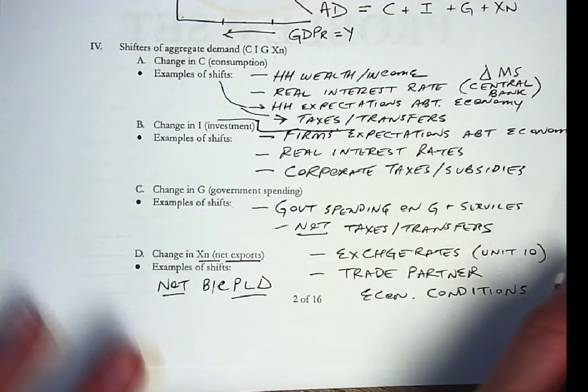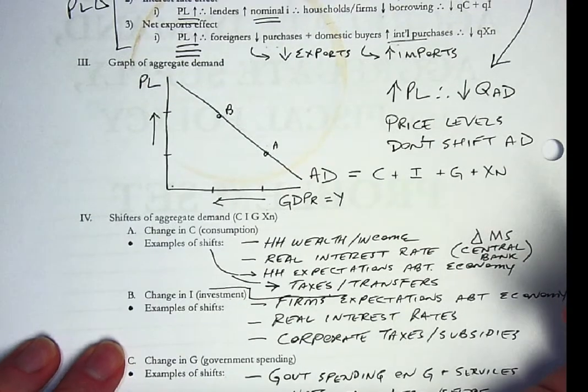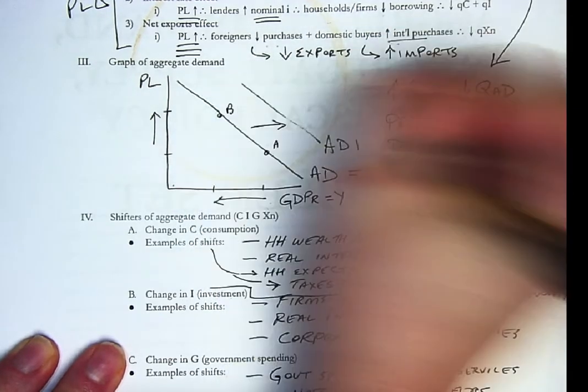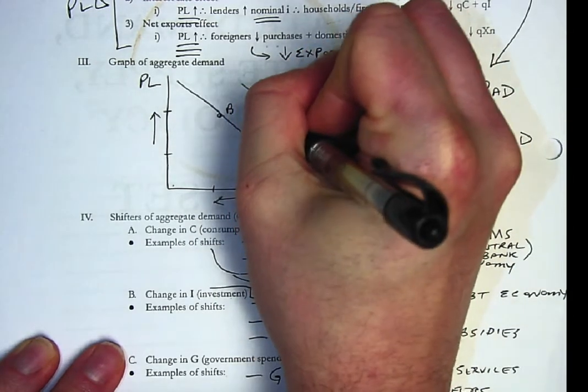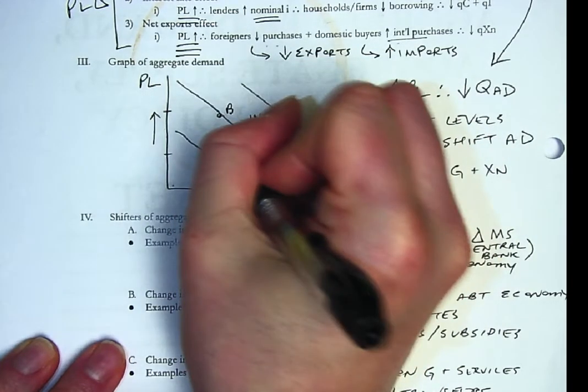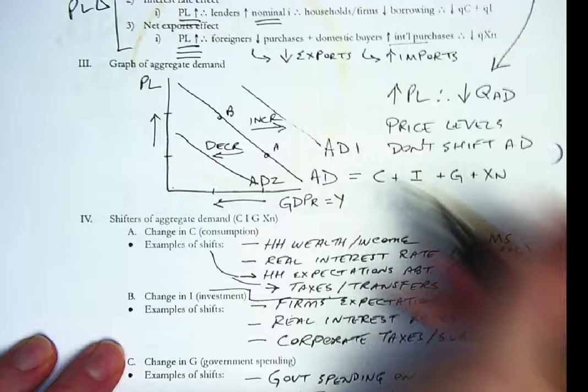Okay, so we've taken care of some notes on aggregate demand. One last thing before I forget: hopefully you remember, if we move the curve to the right, that's an increase. And if we move the curve, we'll say this one's aggregate demand 2, to the left, that is a decrease in aggregate demand, right? Different from movement along the curve. And price levels don't shift the curve.